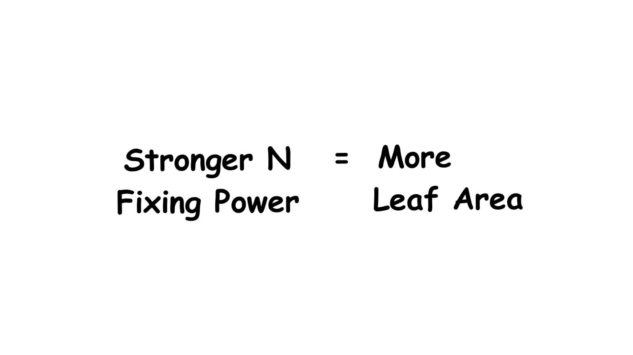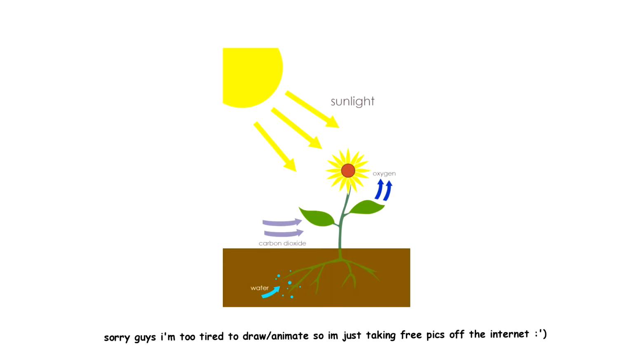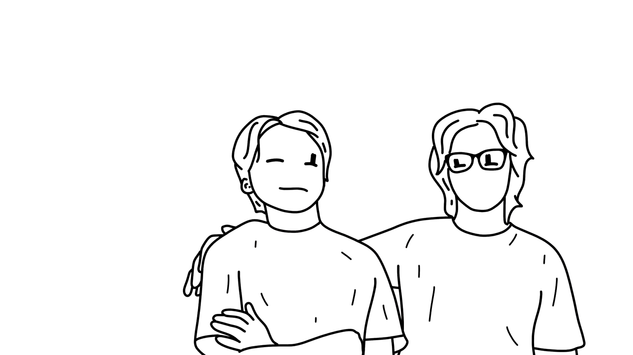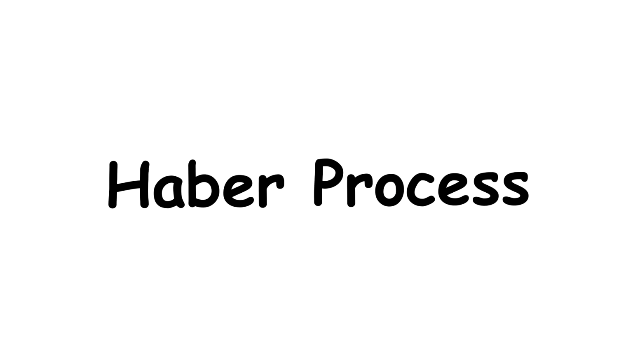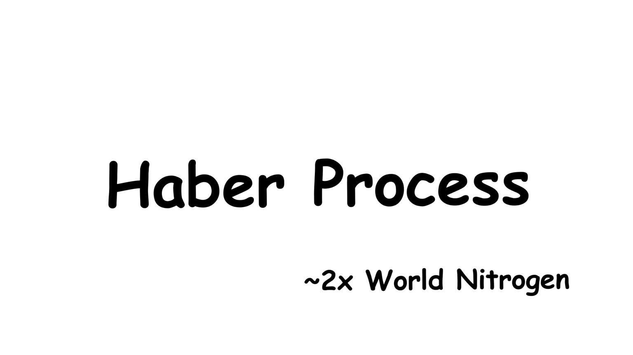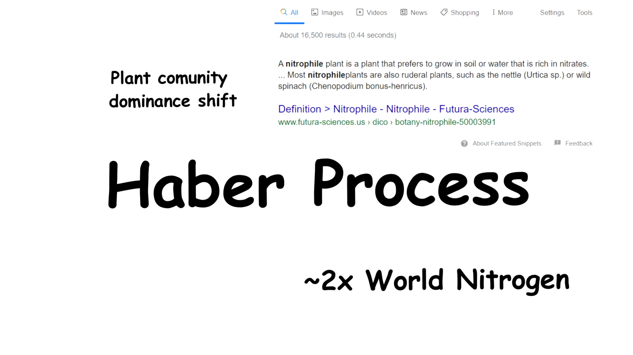Now, the stronger a plant fixes nitrogen, the higher the leaf area index is, as nitrogen fixation requires a lot of energy, and leaves can help plants photosynthesize and gain energy, so it's a pretty easy way to understand that. Humans also played a role in fixing nitrogen through the Haber process. This process has roughly doubled the nitrogen availability on Earth, shifting plant communities to dominance by more nitrophilic species, reducing diversity for other less competitive species.